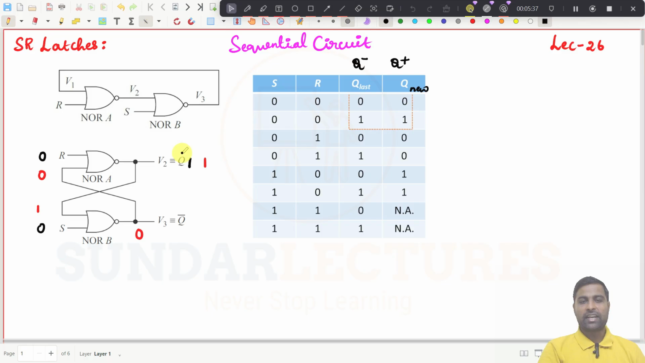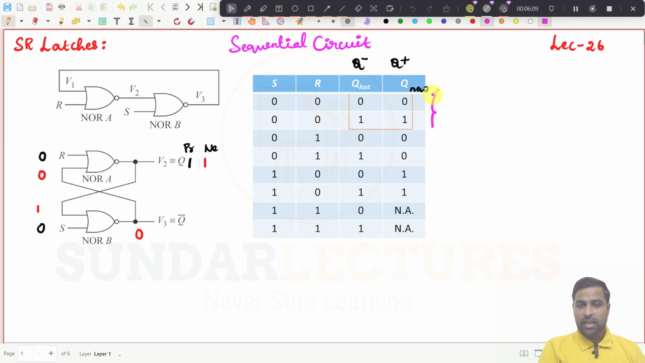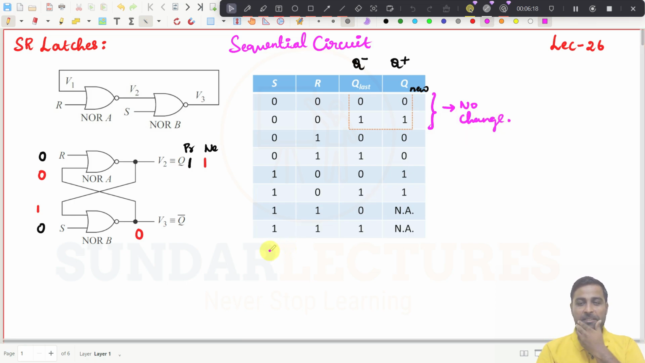So what is the thing here? This is the present state, and this is the next state. See here, present state is 1, next state is also 1. So the thing is, if you give S is equal to 0, R is equal to 0, if the present state is 1, the next state will be also 1. So what is the idea here? Whatever the present state, that will remain the same as the next state if I give S is equal to 0, R is equal to 0. So this condition, we generally call it as no change condition. Can you understand? No change condition, right?